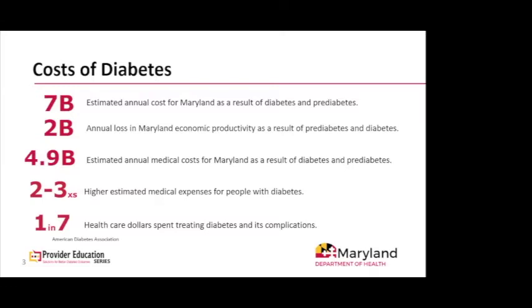Then you have the medical costs, 4.9 billion. People with diabetes have medical expenses that are 2 to 3 times higher than the average. And of all the healthcare dollars spent in the state, about 1 out of 7 is spent treating diabetes and its complications.